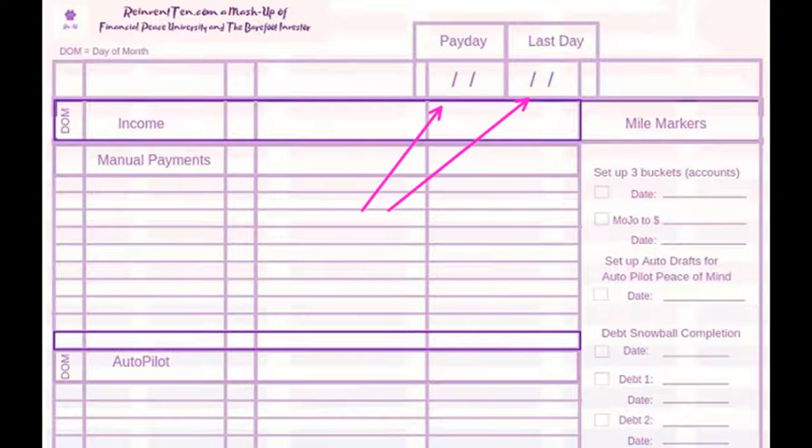The next thing I want to draw your attention to is the pay period. It begins with your payday and ends with the last day prior to the next payday. This will become very significant in the autopilot section of the journal. On the journal, notice the DOM column, which stands for day of the month. You will need the autopilot section in the day of the month order for you to keep track of what drafts during each budget period.